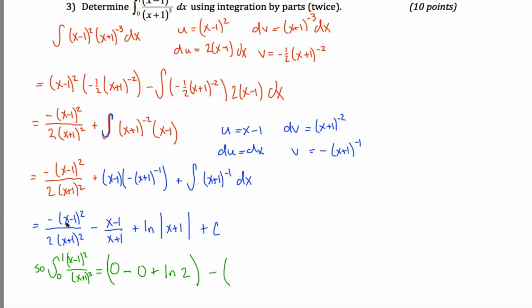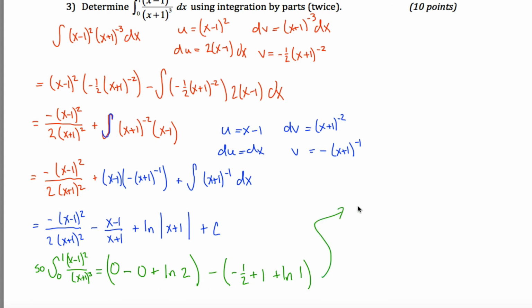Okay, evaluate this at 0. If I stick in a 0 here, I get negative 1 squared, which is positive 1. But I have this negative here, so I get negative 1. And then down in the bottom, I got 1 squared is 1 times 2. I think I get negative 1/2 out of this mess. And here, if you plug in a 0, you'll get negative 1 over 1. But you're subtracting negative 1, so you're actually adding 1. Plus the natural log of 1.